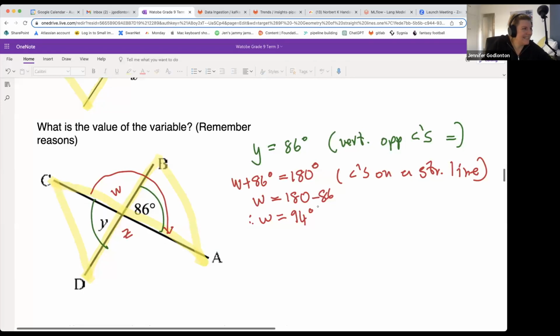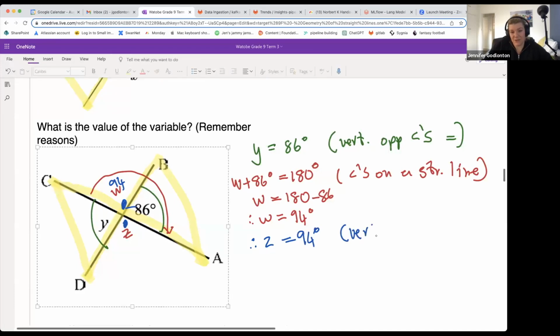Last one, what is Z? This one should feel nice and easy now. You can do it lots of different ways, but there's one way which would be the quickest one. You'd be able to do it in one line. Now that we know what W is. Yes, good. It will absolutely be 94 because they are also vertically opposite. So we can actually just say, therefore, Z is also equal to 94 degrees because of vertically opposite angles being equal.